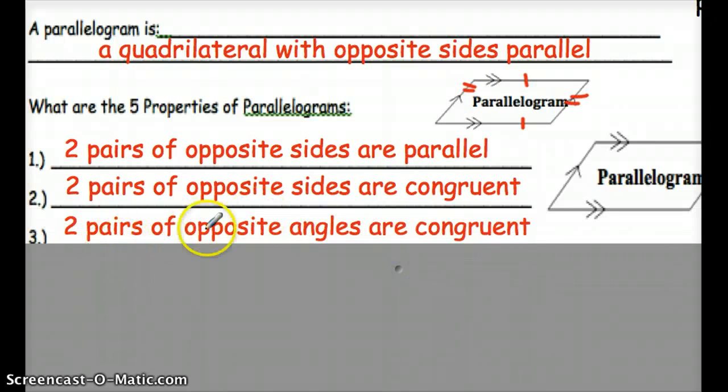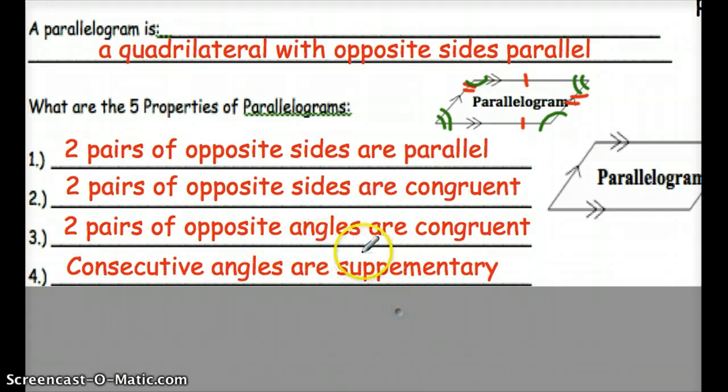Third, 2 pairs of opposite angles are congruent. Okay, so you have 1 pair would be the top left and bottom right, so opposite angles. And the second pair would be top right, bottom left. Opposite angles are congruent.